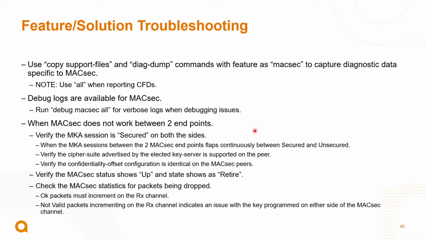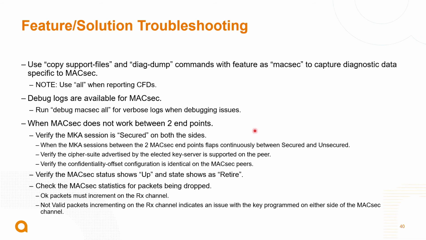So typically, when do MACsec sessions not work between two endpoints, right? So what do you want to check? Verify if the MKA session is secured, as I stated earlier. So until the MKA session is secured, your MACsec channels won't come up. So if they are not actually secured, why would that be? If it's flipping between secured and unsecured, then there is probably a mismatch in the confidentiality setting or the Cipher-Suite setting, right? The Cipher-Suite advertised by the key server may not be supported on the peer, or the offset configuration is mismatched between the peers. So in those cases, you would see the MKA session going from secure to unsecured again and again, right?